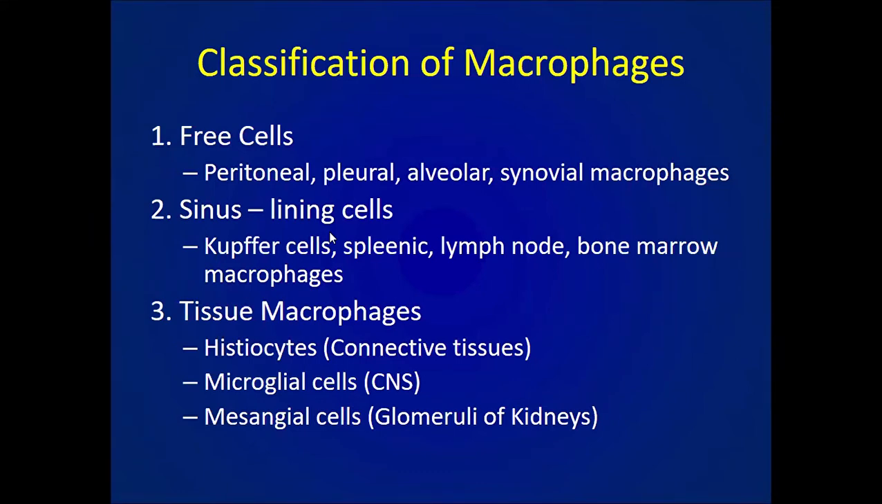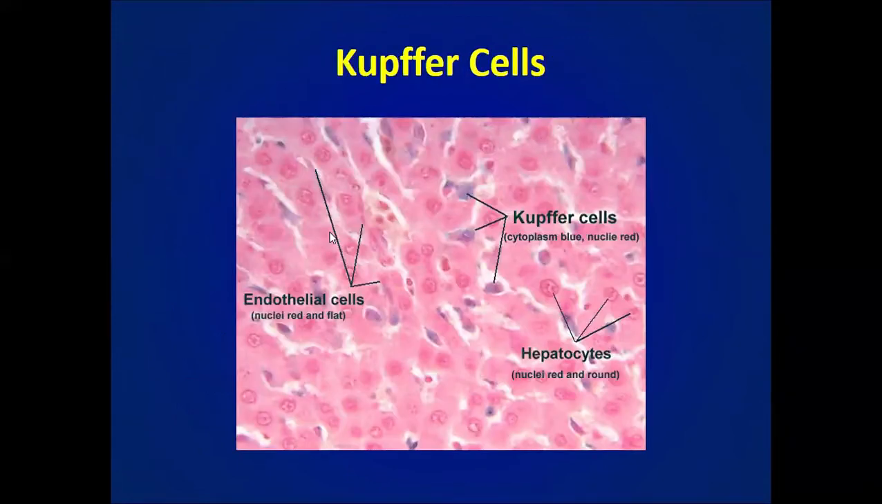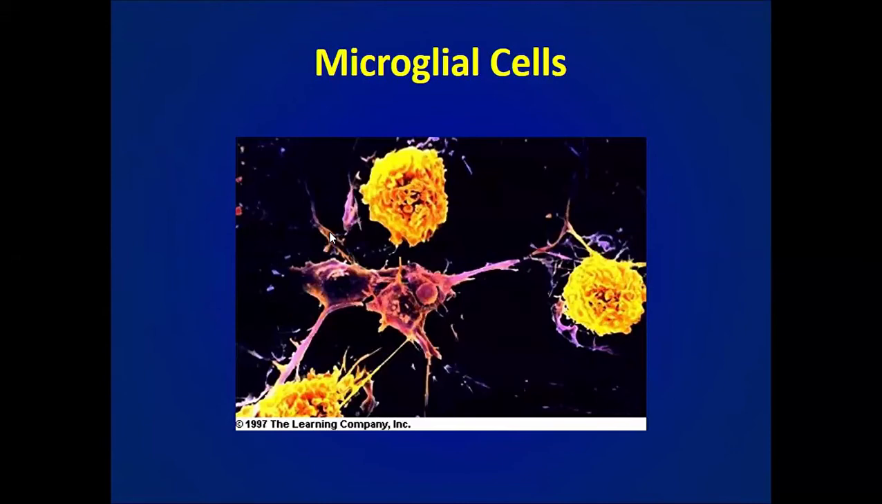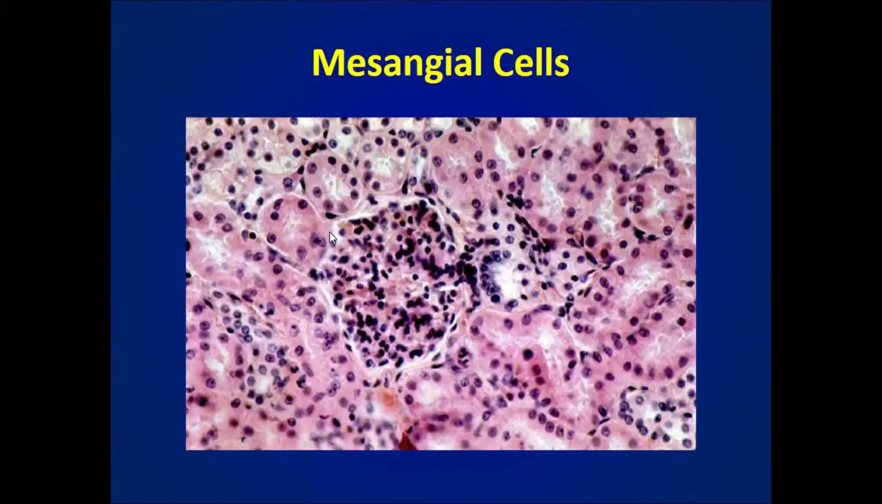Kupffer cells are usually associated with the liver. These are the illustration of Kupffer cells, or the macrophages that are associated with the hepatocytes. Then we have the microglial cells in the CNS and the mesangial cells associated with the glomerulus in the kidneys.